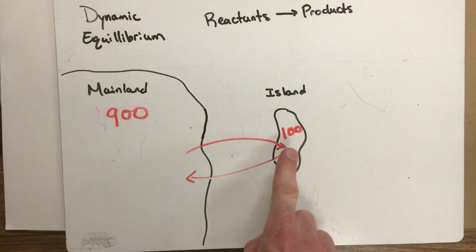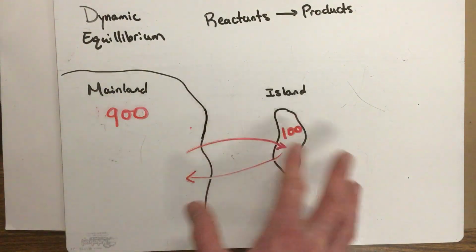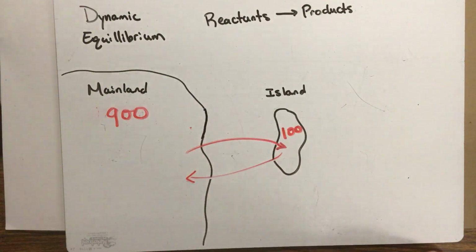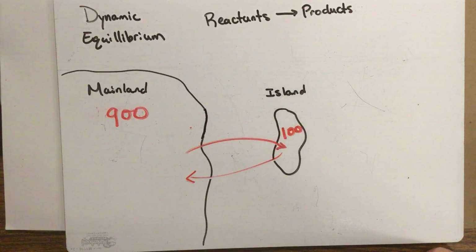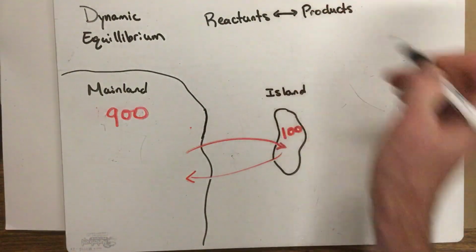And the rate of immigration and emigration, they're going to be about equal to each other, right? For every one person that bops back to the mainland, there's going to be one person that bops over to the island, right? So the same thing can be applied to reactants and products. They can go back and forth.